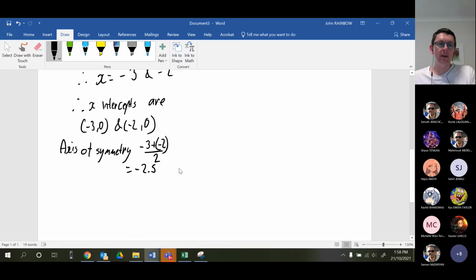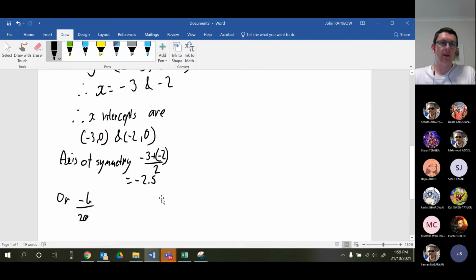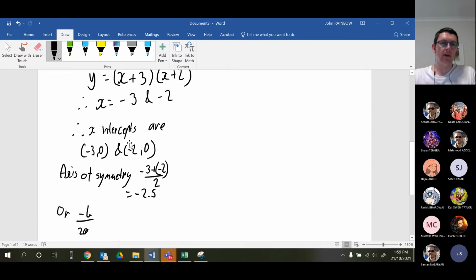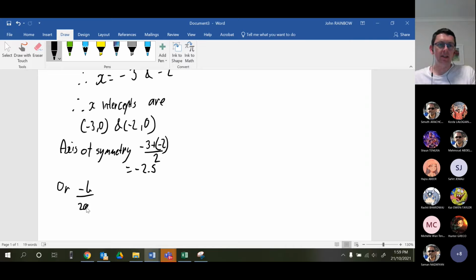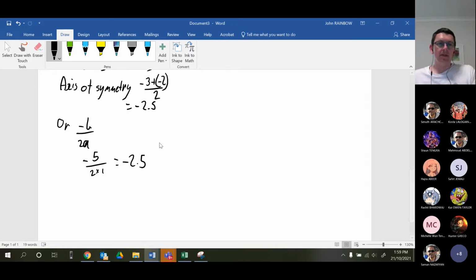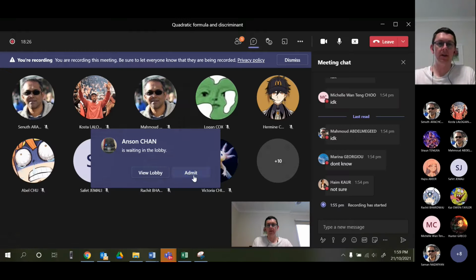Or alternatively, we did the other one, which I already introduced to you, which is -b on 2a. So -b is -5 on 2 times 1, which equals -2.5. So I know that's where the axis of symmetry is. Therefore, the turning point is at 2.5 something. Okay? That's where we are.